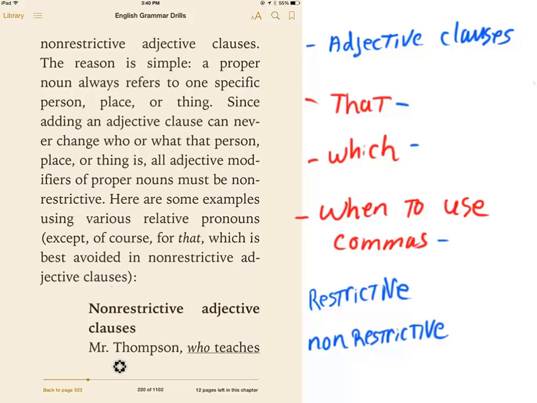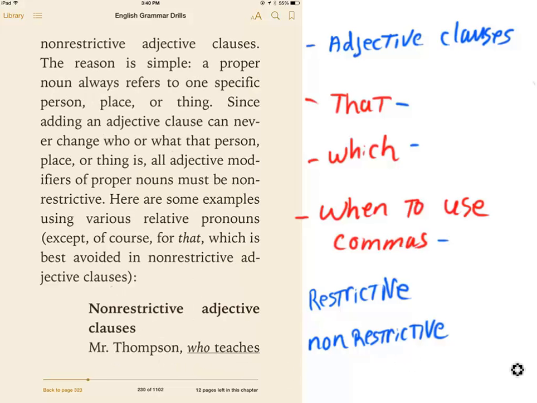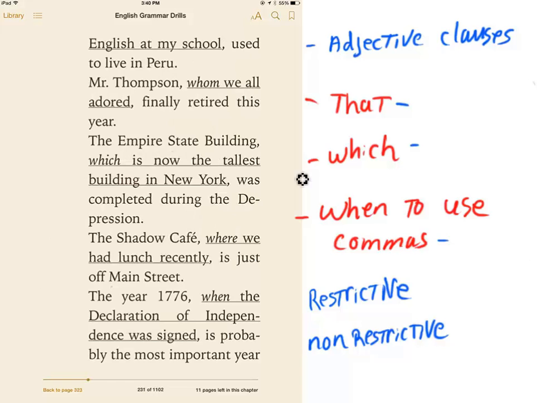And here are some examples. Mr. Thompson, who teaches English at my school, used to live in Peru. Now let's take a look at this. Mr. Thompson. Let's take a look at another one actually, so I don't have to keep flipping back and forth. Okay, it says Mr. Thompson, whom we all adored, finally retired this year.